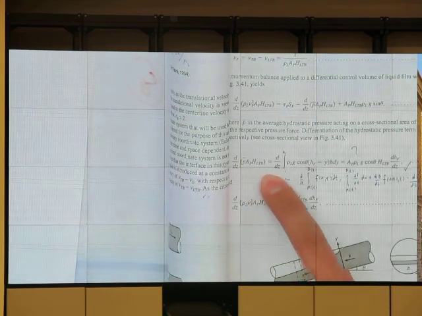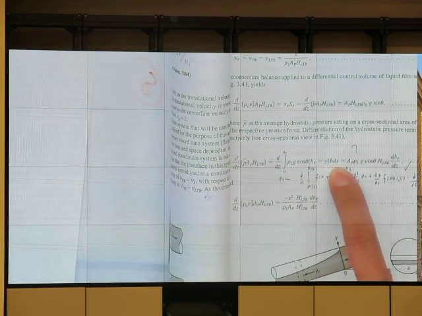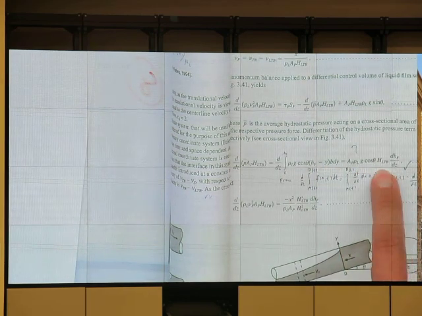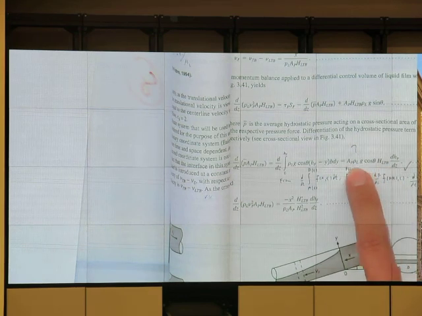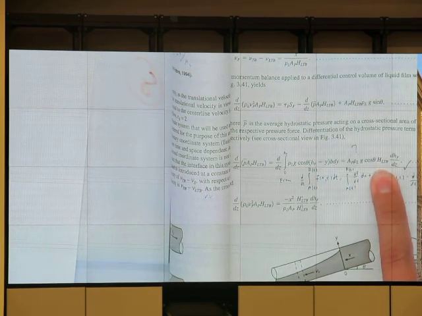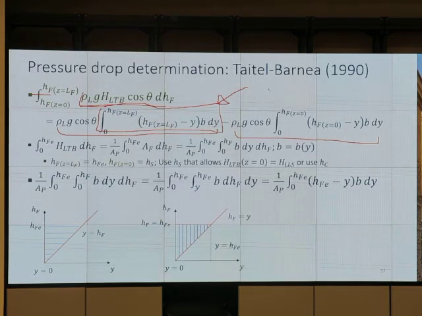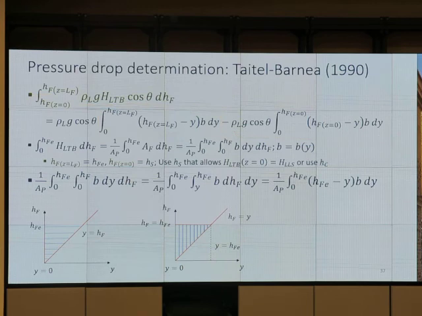We say d by dz of that part equals that. Leibniz rule. You remember that? We use this one again. That's how I split it into two parts, those two equations. The explanation is over here. The integral of HRTB dh is 1 over AP and AF, dHF. And AF, I split into a double integration.